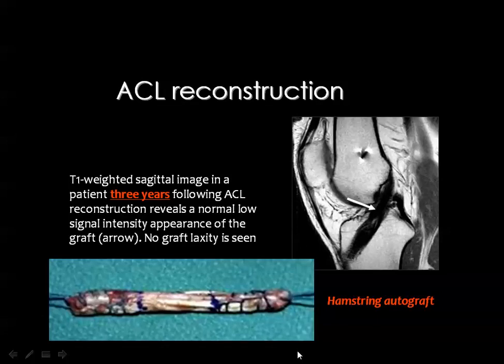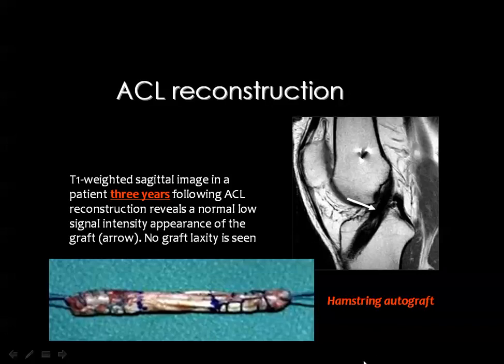And the torn ACL can be reconstructed by grafts, and sometimes you are requested to evaluate the integrity of the graft and if there is any possible complications. This is the ACL graft, and you know that there should be a femoral tunnel and a tibial tunnel, and they inserted the graft, which is made of hamstring muscle and of many other materials, of course, but this is one of the appearances.